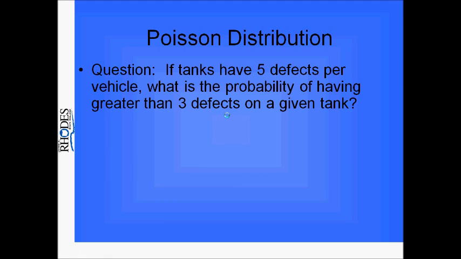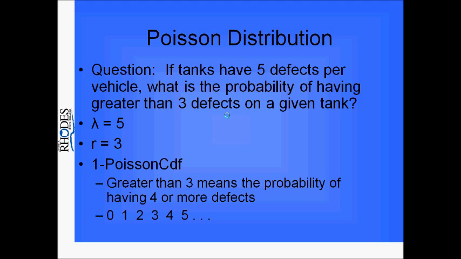Alright, building on the same example, what's the probability of having greater than 3 defects? So, greater than 3, now we've got to use that. What did I tell you about binomial with greater than? It's always 1 minus. Same with Poisson. It'll be 1 minus Poisson CDF. And what greater than 3 means is the probability of having 4 or more. So I draw my little blue box in, 4 or more.